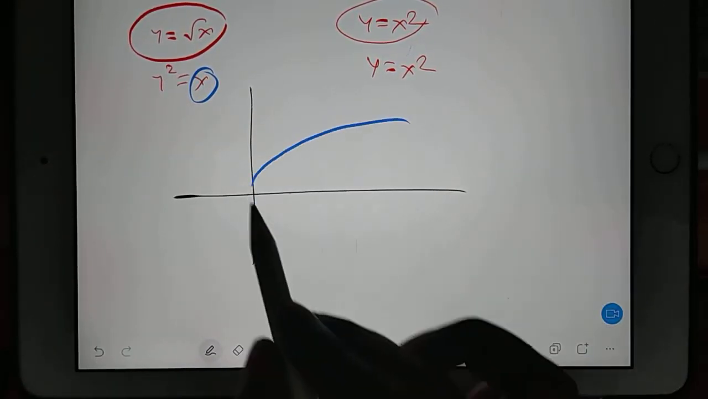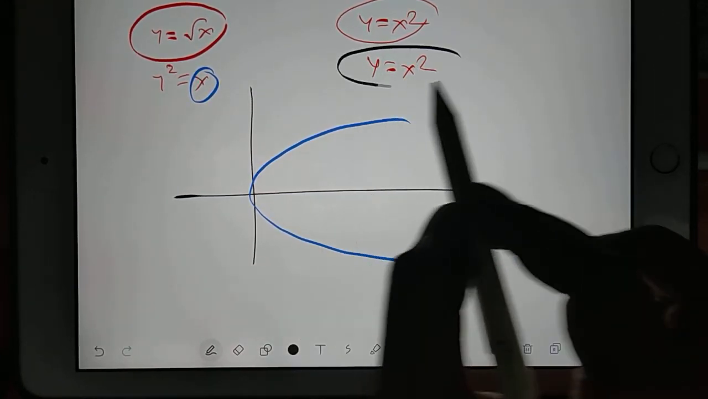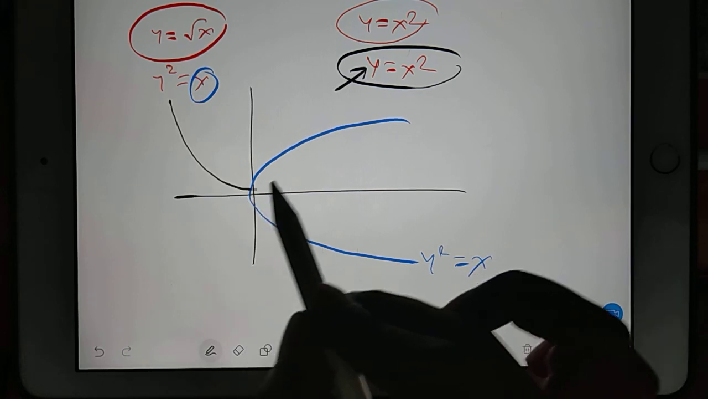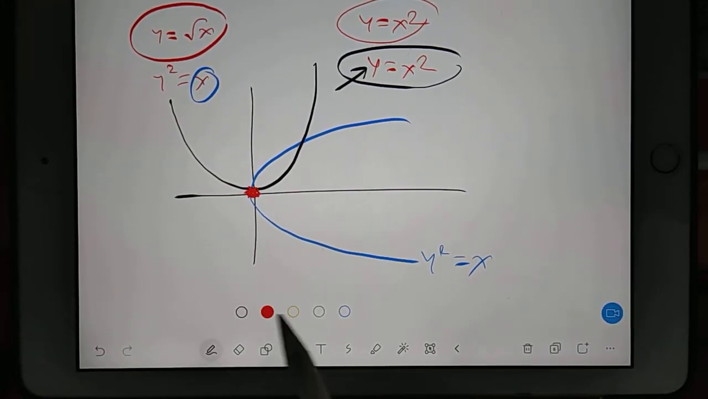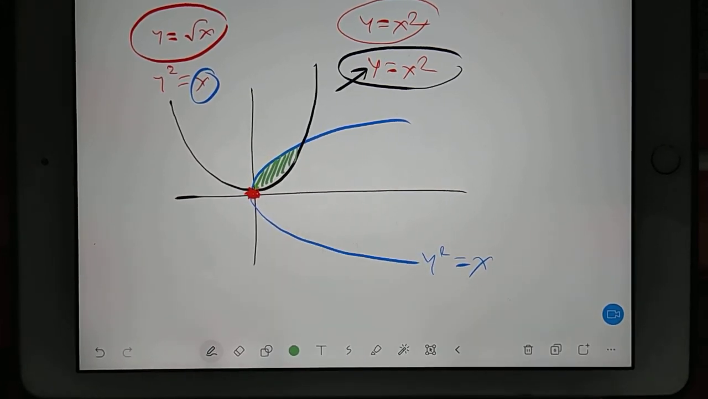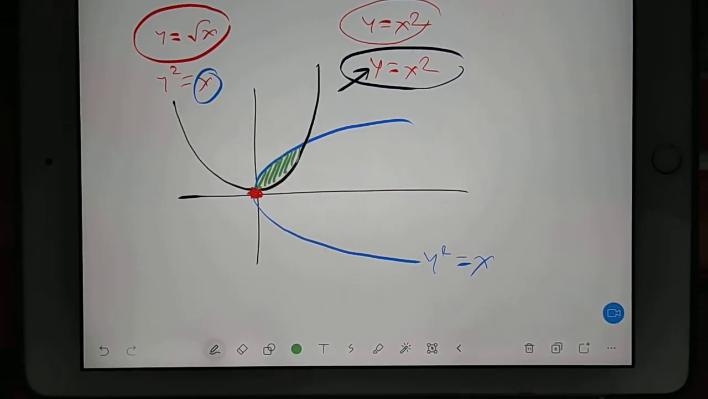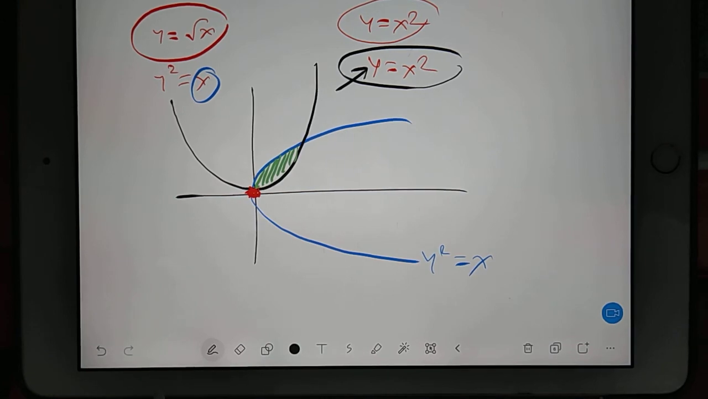So this parabola, what is its equation? Y square is equal to x. Now this parabola, so y is here. So draw the parabola like this, right? And they must pass through the origin. This is the main condition here. So you see the curve here, the area here. This area, how will you calculate it? Now it is a big deal. How to calculate the area? We have to learn this now.